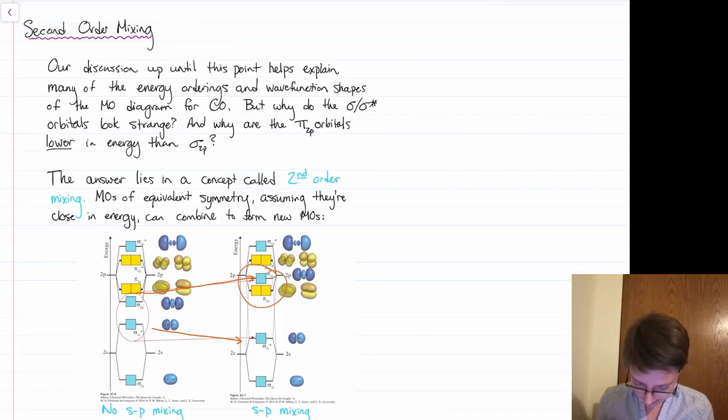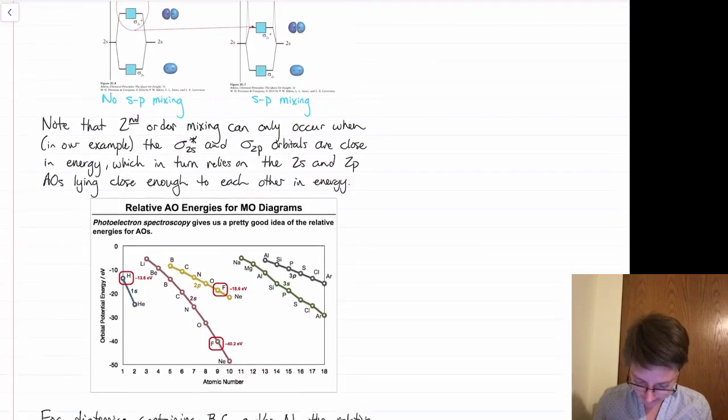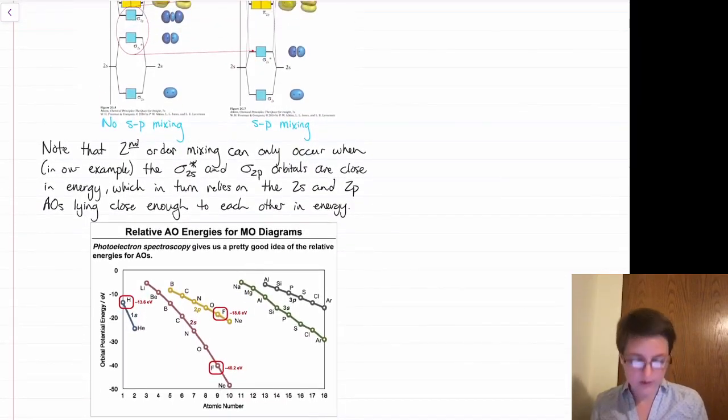And I think that it's best to see how this works in the actual atoms themselves. And so the first thing I want us to do is notice that as we go left to right along this periodic table, the 2s orbitals decrease in energy at a far faster rate than the 2p orbitals do.